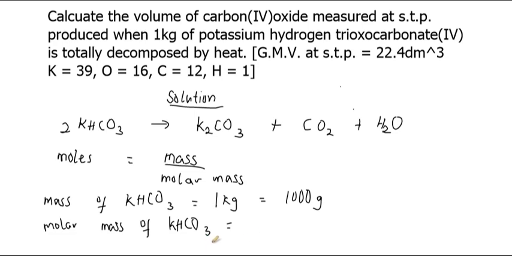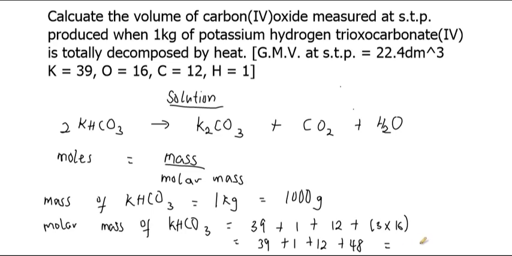Potassium now, we have atomic mass of potassium to be 39. So we have 39 plus that of hydrogen to be 1 plus carbon, which is 12. And for oxygen now, we have 3 atoms present. So we'll say 3 multiplied by 16, the atomic mass of oxygen. So this gives 39 plus 1 plus 12 plus 48, which is equivalent to 100, and the unit grams per mole. We've gotten the molar mass of potassium hydrogen trioxocarbonate 4, that is KHCO3.